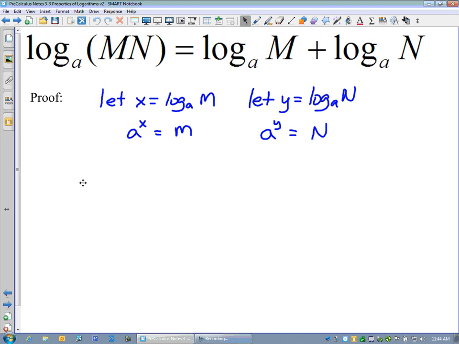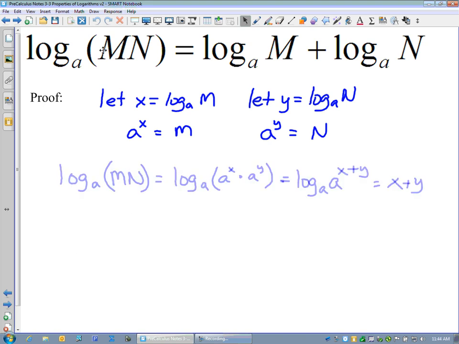So now we're going to take our original equation here, and we're going to substitute in these two expressions.